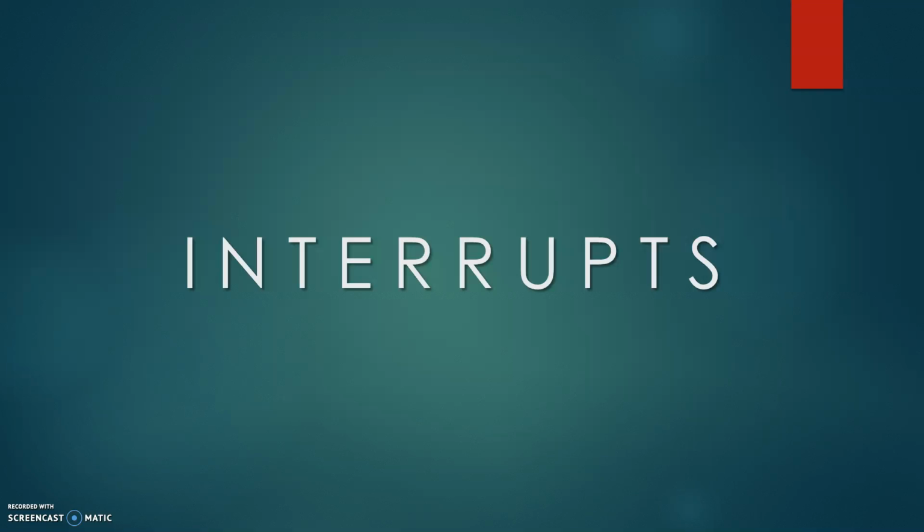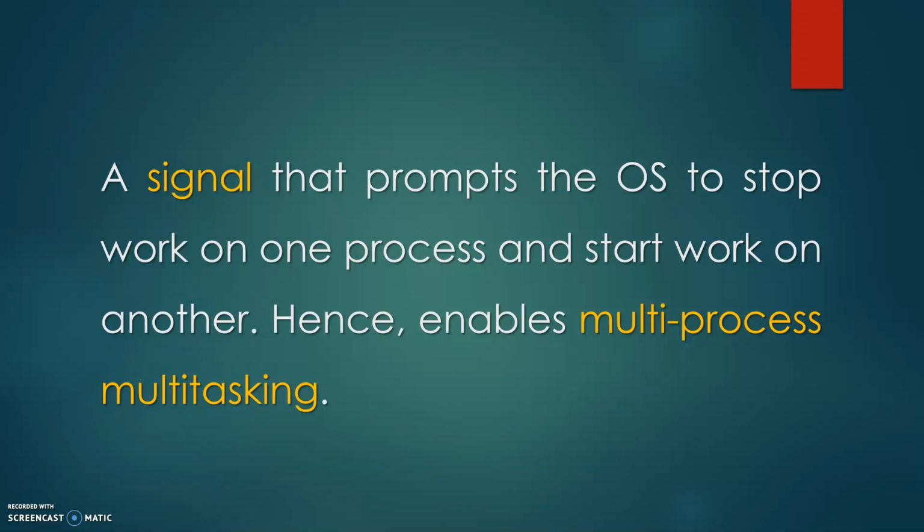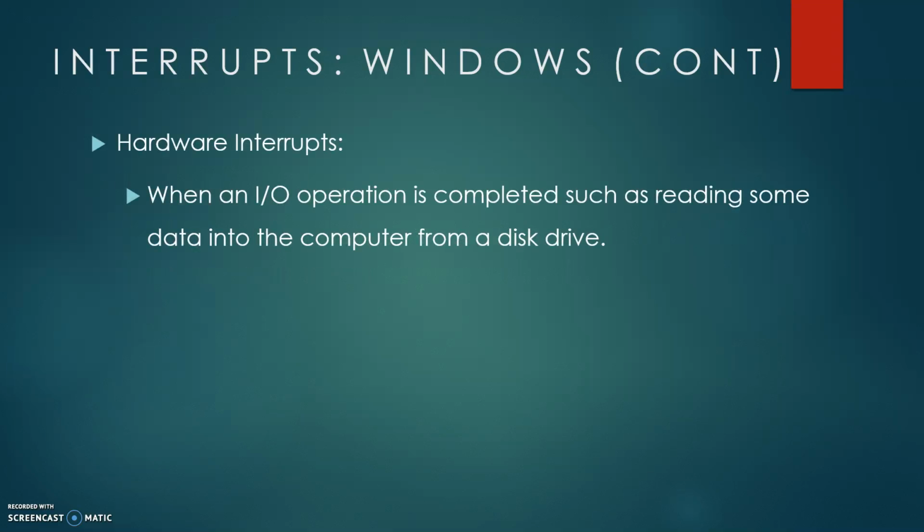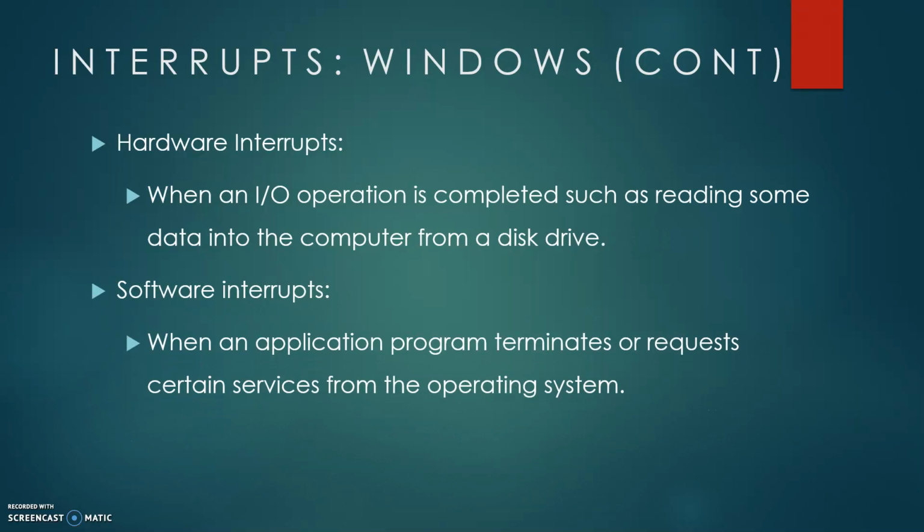Next, we move on to interrupts. Interrupts are any signal that prompts the OS to stop work on one process and start work on another. So this will enable multi-process multitasking. In Windows, the hardware interrupts happen when an input-output operation is completed, such as reading some data into the computer from a disk drive, and software interrupts happen when an application program terminates or requests certain services from the OS.